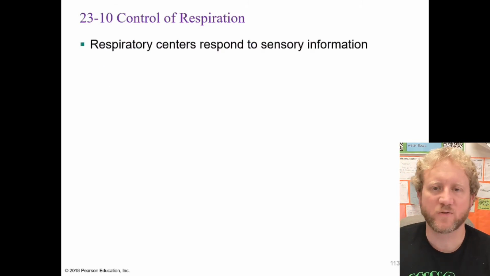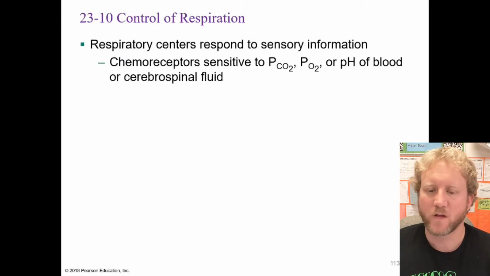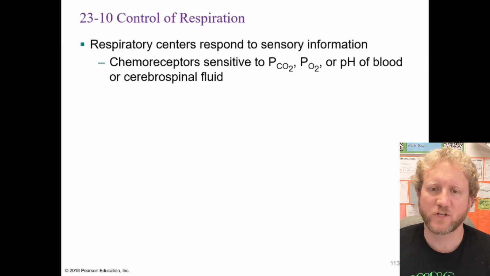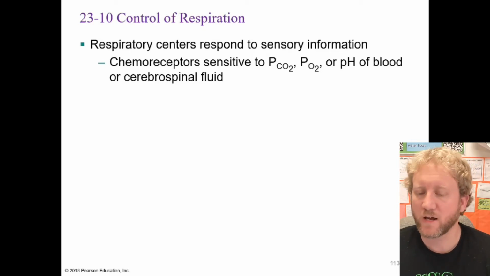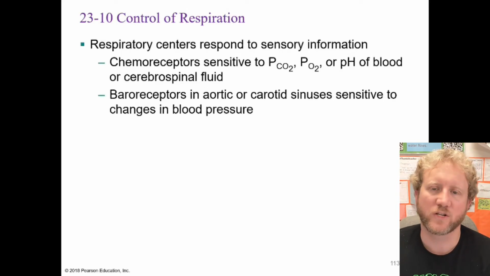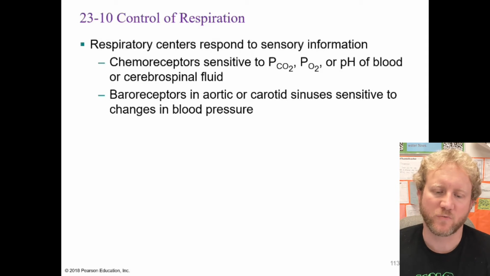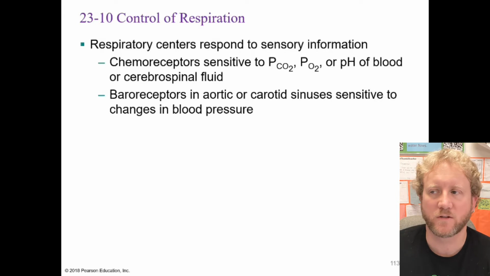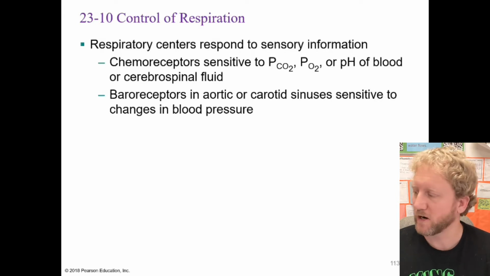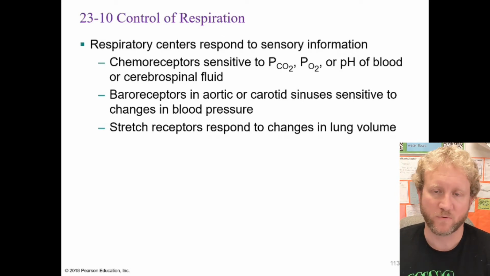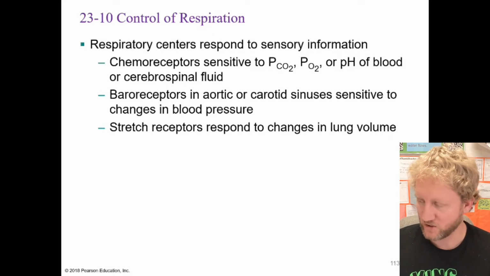So the respiratory centers respond to different bits of sensory information. There's chemoreceptors that measure partial pressures of carbon dioxide and oxygen, as well as pH. Baroreceptors are going to be receptive to sinus pressure. Think of a barometer as a device that measures atmospheric pressure. So baroreceptors are going to be sensitive to blood pressure. Stretch receptors are going to respond to changes in lung volume.